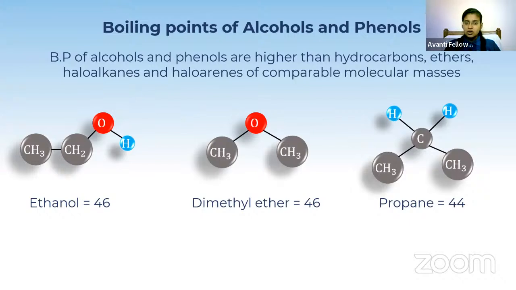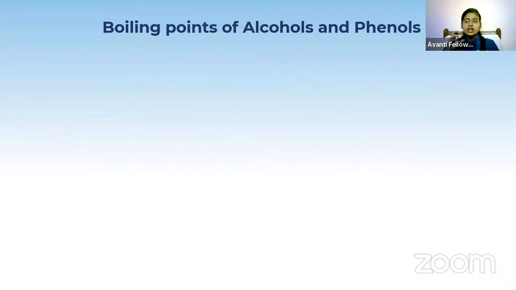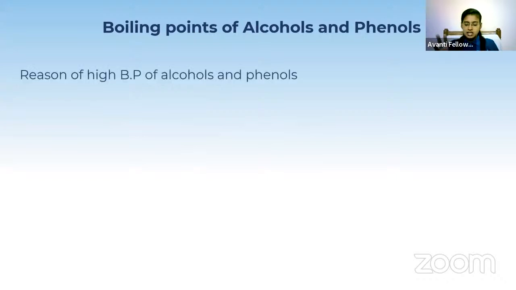which one will have the highest boiling point? Boiling point of alcohols and phenols will be higher. Okay. So let me give you the value. Alcohol is having 351 Kelvin, ether is having 248 Kelvin, and the hydrocarbon is having 231 Kelvin. So the molecular mass of all the three compounds looks similar, but the alcohol is having the highest value. What is the reason for this? The reason is hydrogen bonding. It is because of the hydrogen bonding that an alcohol can make.